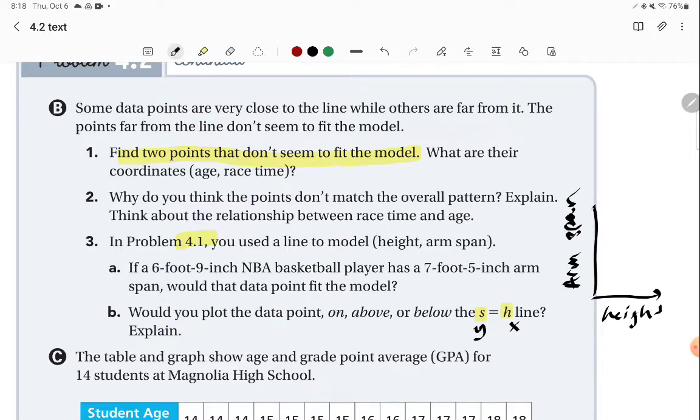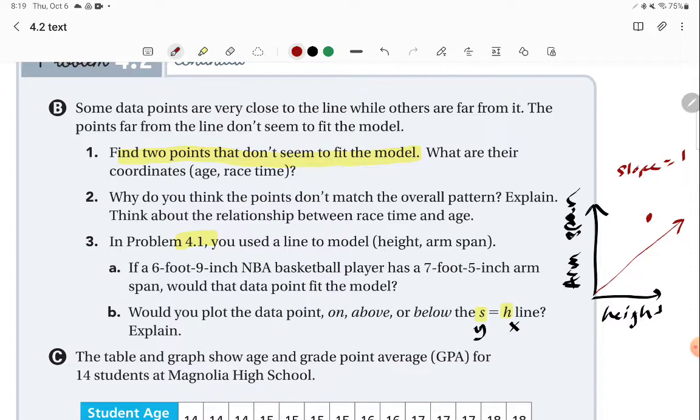Now, it says a 6'9" basketball player has a 7'5" arm span. Would your data point fit that model? If you remember, our line was a slope of 1, meaning the ratio is 1 to 1. So if I'm 5 foot tall, my arm span is likely going to be 5 foot as well. So arm span and height should be equal to each other, according to Vitruvius, who studied different similarities of lengths in the body, right? But if you have an NBA player whose arm span is significantly higher, that point is going to be above that line.